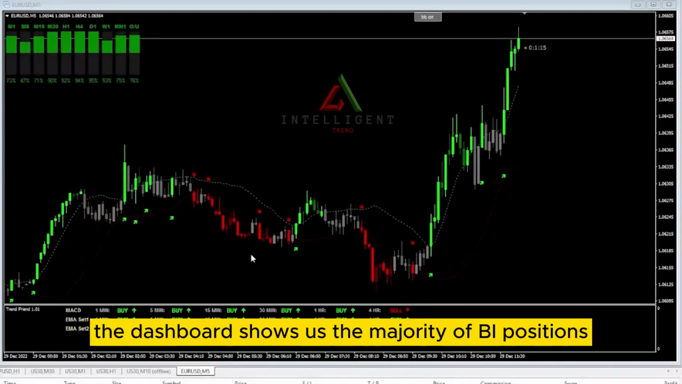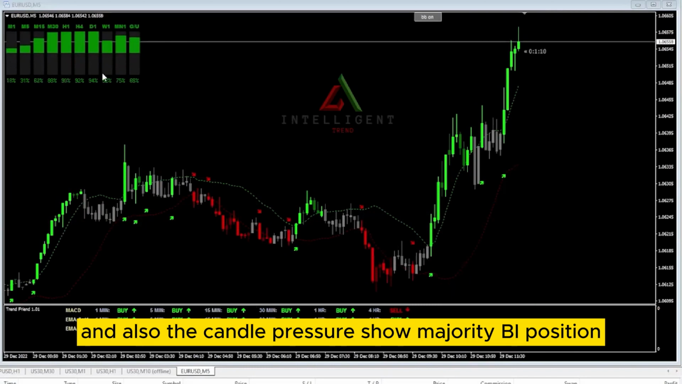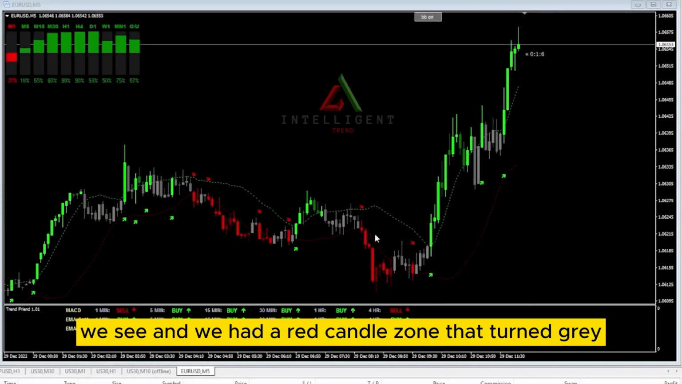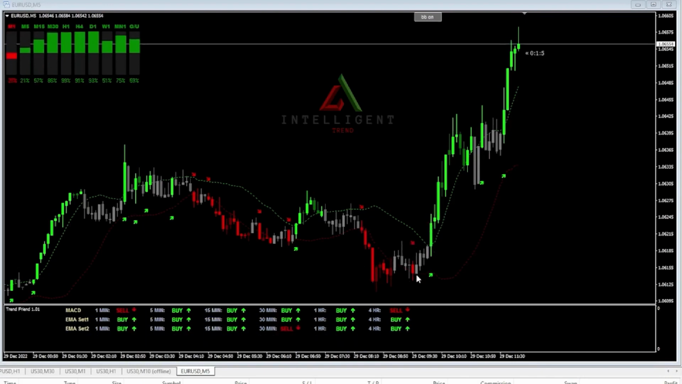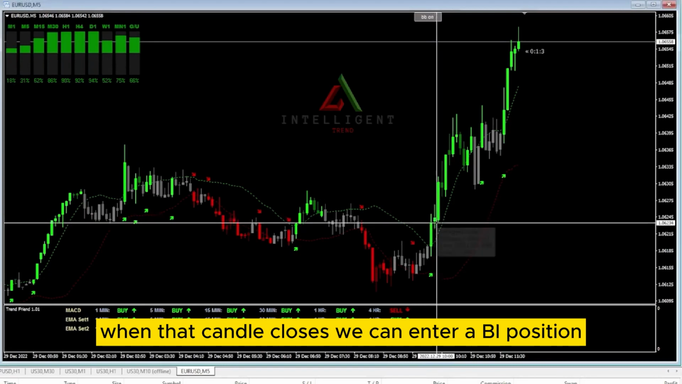We see that the dashboard shows us the majority of buy positions, and also the candle pressure shows majority buy position. Our buy position is right here. We see that we had a red candle zone that turned gray, and we got a green candle with a buy arrow. When that candle closes, we can enter a buy position.